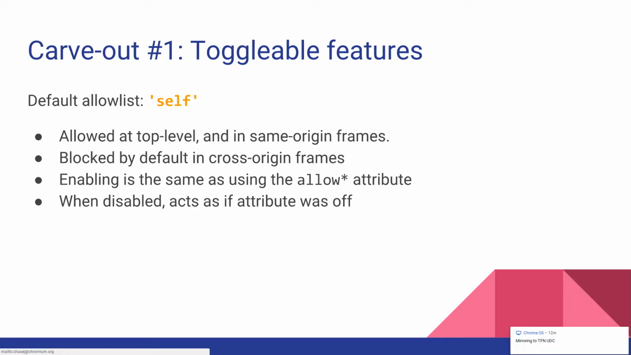For toggleable features, typically your default is going to be self. Say, I want to use it, and my same origin frames can, and by default, I want it off in cross origin frames. So this is the same as some of the existing allow attributes, minus the tweaks. And when disabled, it's the same thing as saying allow x equals false. So that's the first category.